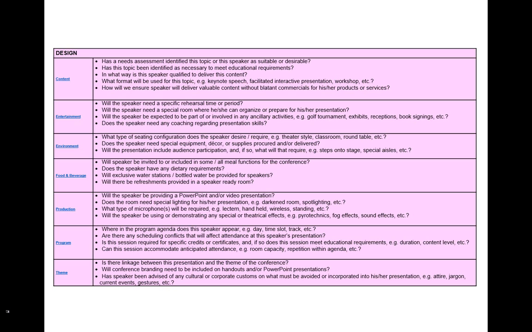So you can see there's a bit of overlap, but it doesn't matter about the overlap because it's better to be more thorough than miss things. Production. What are all the production needs that might be needed? Special lighting, spotlights, wireless mics, pyrotechnics. Program. Where are they going to be slotted on the program? Does the speaker want a special spot where they're located? And theme. Will the speaker be presenting to the theme? What will the theme talk be about? Making sure that they stick to the theme.